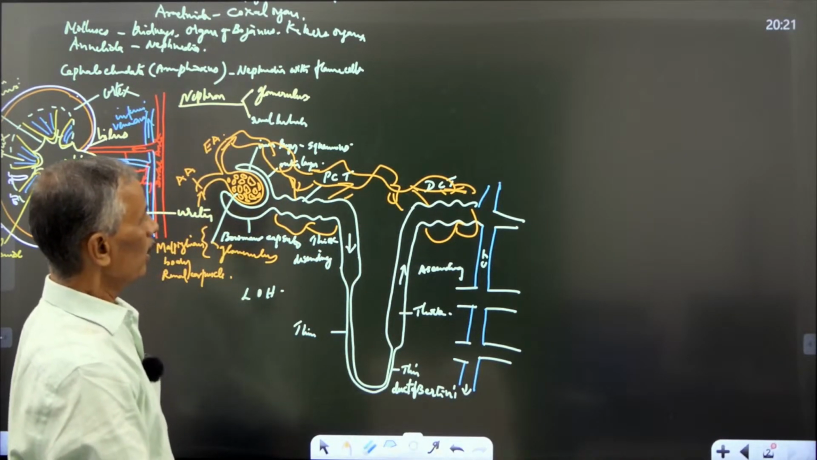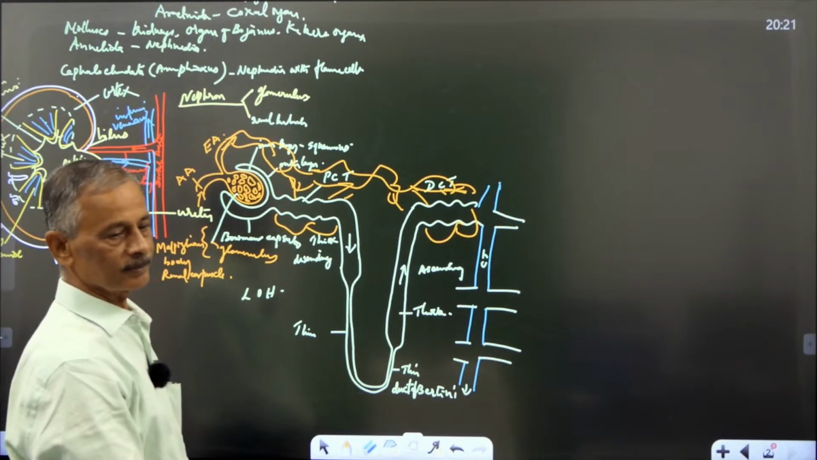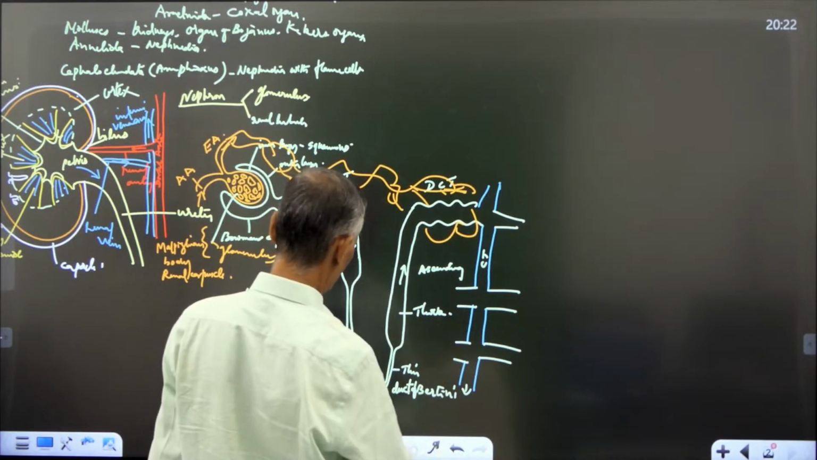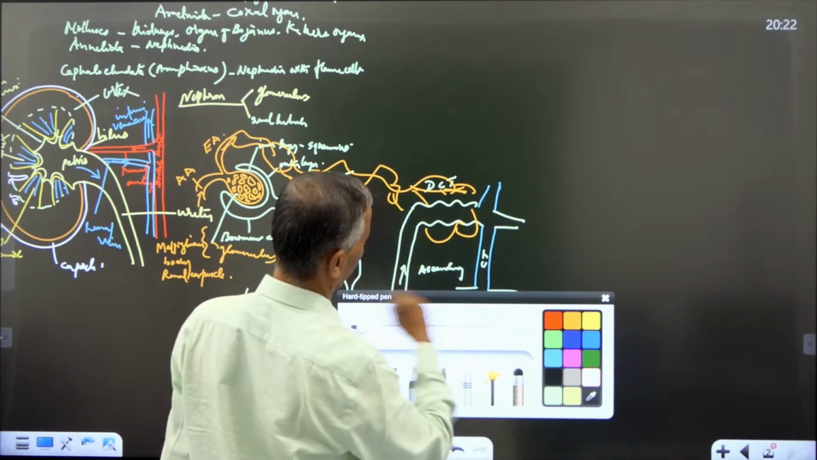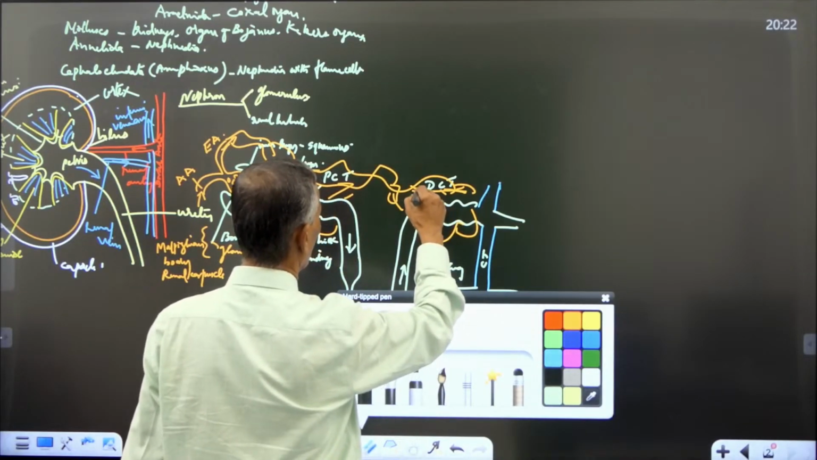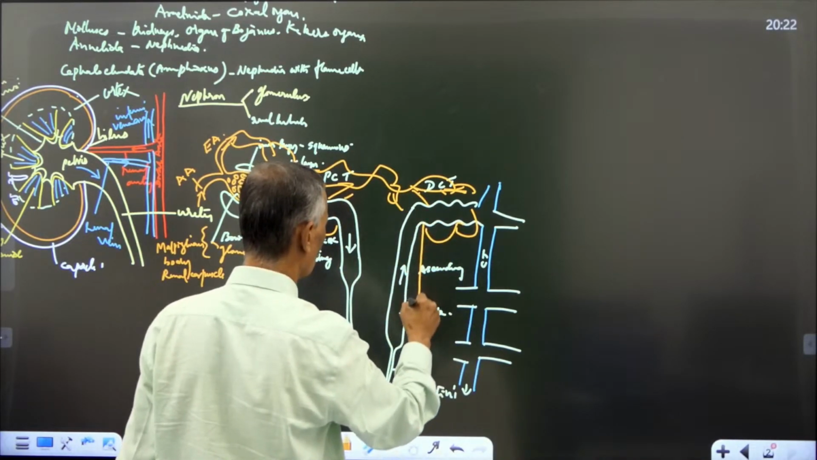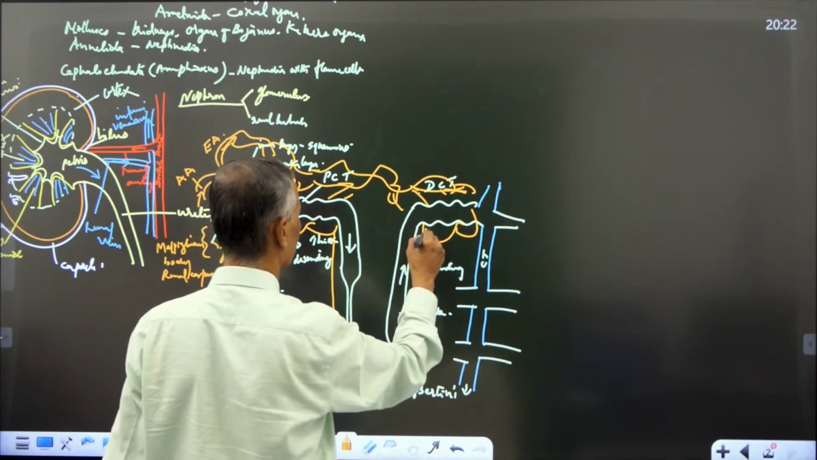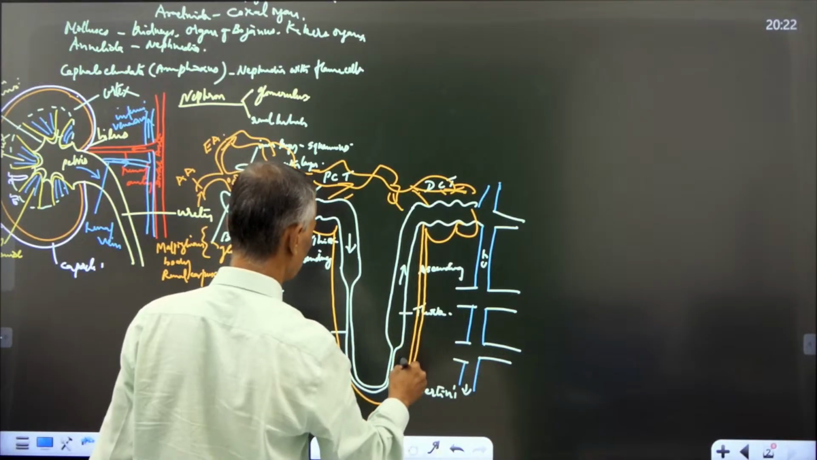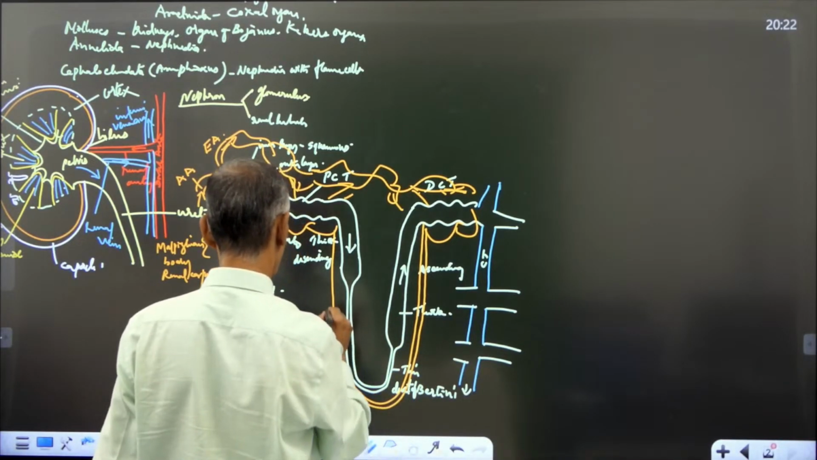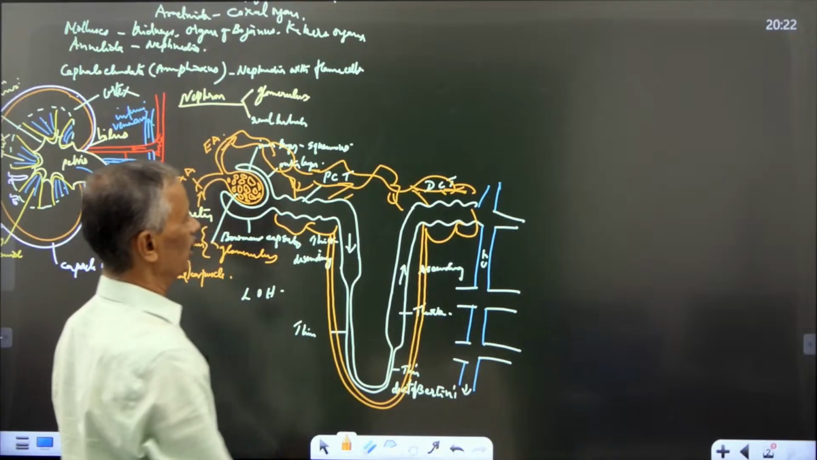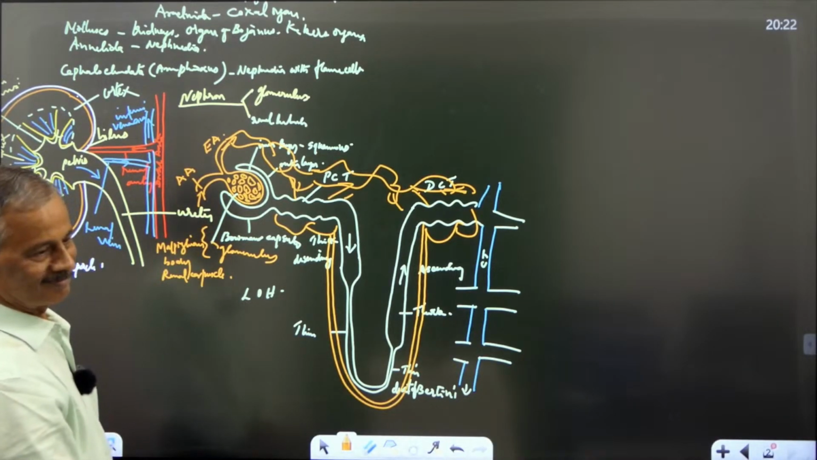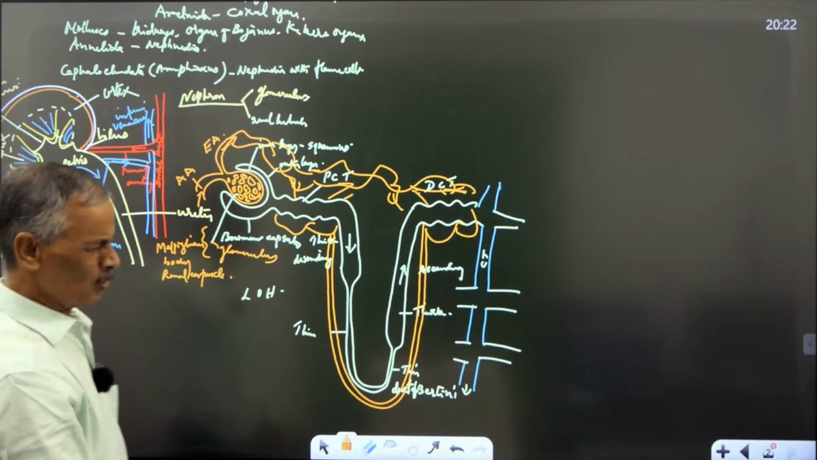We are having a peritubular capillary, and there is a special capillary which is a part of the peritubular capillary running very close to the Henle's loop. It is originating from peritubular and ending up in peritubular. So, it is also in the form of a loop, lying very close to the Henle's loop.